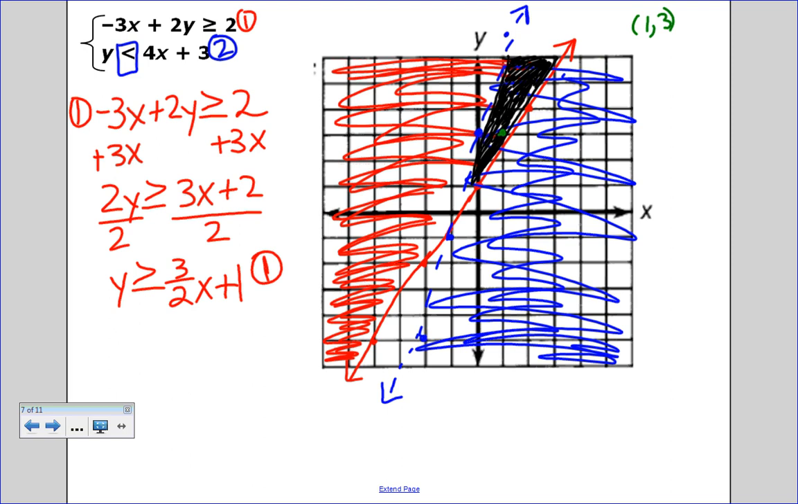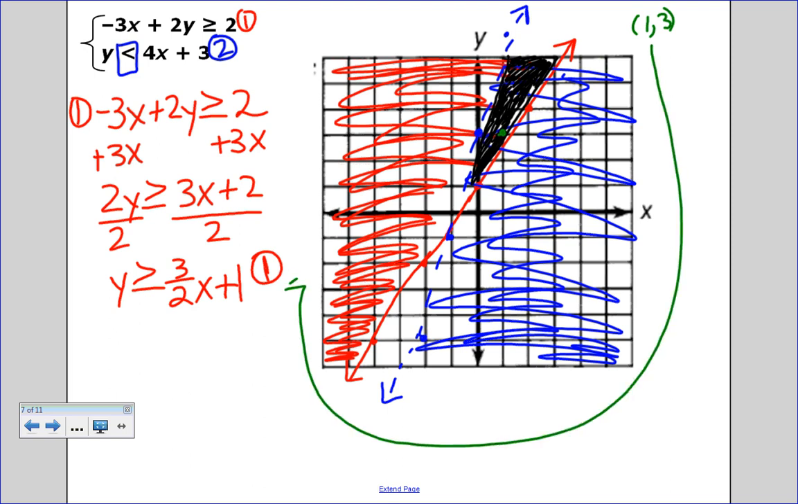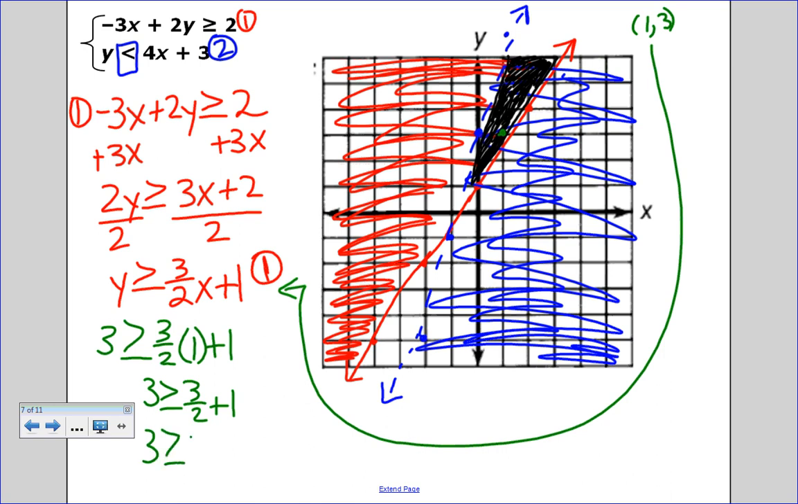So coming back over here, 3 is greater than or equal to 3 halves times 1 plus 1. 3 is greater than or equal to 3 halves plus 1. That's 1 and a half plus 1. 3 is greater than or equal to 2 and a half. Is that true? Yes, it is. So it's true for the first one.